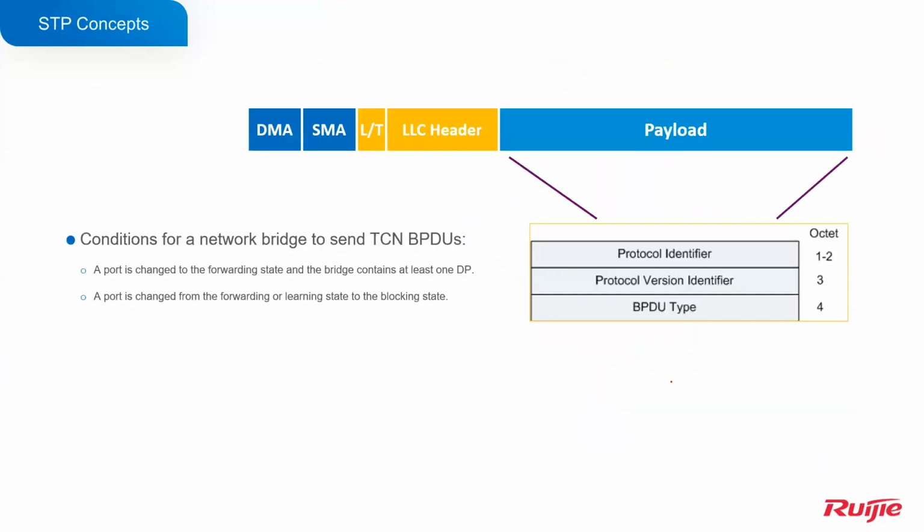And next, the conditions for a bridge to send a TCN BPDU: first, a port changes to the forwarding state and the bridge contains at least one designated port, or a port changes from the forwarding or learning state to the blocking state. So in other words, TCN BPDU is a topology change notification. Once the topology has changed, the switch will generate a TCN BPDU to notify others. Okay, that's its function.